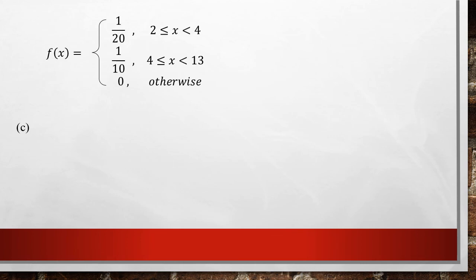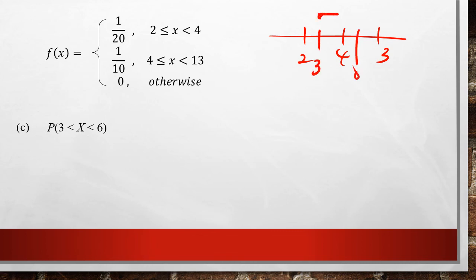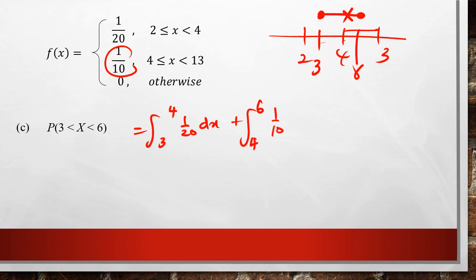And lastly, for question C, they ask you to find the probability of x in between 3 and 6. So on the interval, we have 2, 4, 13. So 3 will be here, 6 will be here. Okay, we need to integrate from 3 to 6, but we have to transit at 4. You can directly integrate from 3 to 4 over the function. Here, 3 to 4, we use function 1 over 20 with respect to x, plus integrate from 4 to 6 over the function. Here, 4 to 6, we use function 1 over 10. So 1 over 10 with respect to x.